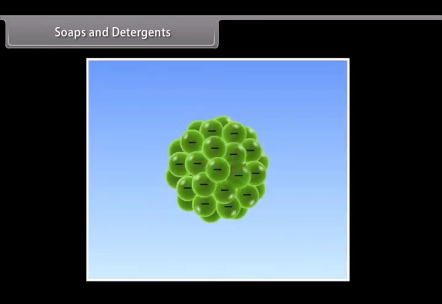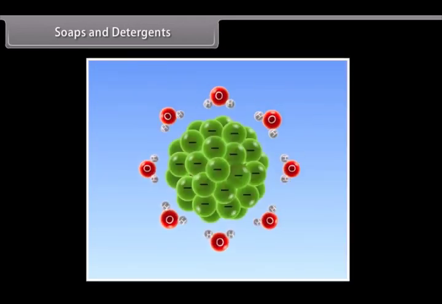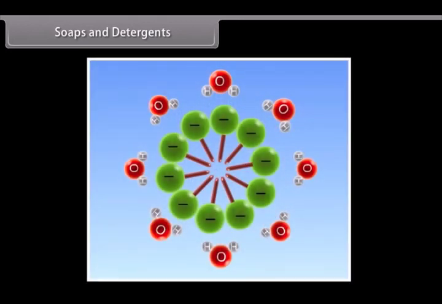When you add this molecule to water, the non-polar tails of the molecules clump into the center of a ball. This is because they are hydrophobic, or water-hating. The polar head of the molecule interacts with the water molecules on the outside of the micelle.